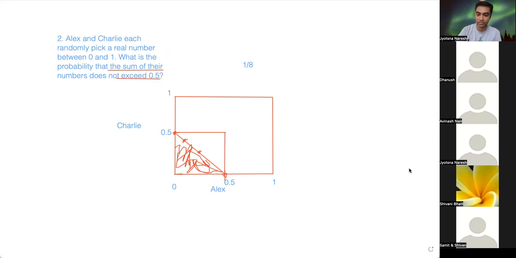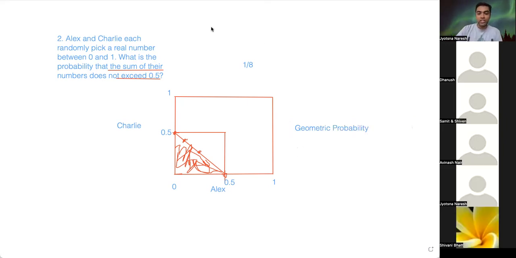Any questions on this? Does anyone remember the name of the technique here? So we had a similar problem like this 2 weeks ago. Okay, the name was geometric probability. The reason for this is that we're representing this pictorially, and so we're using geometry to see the possibilities.